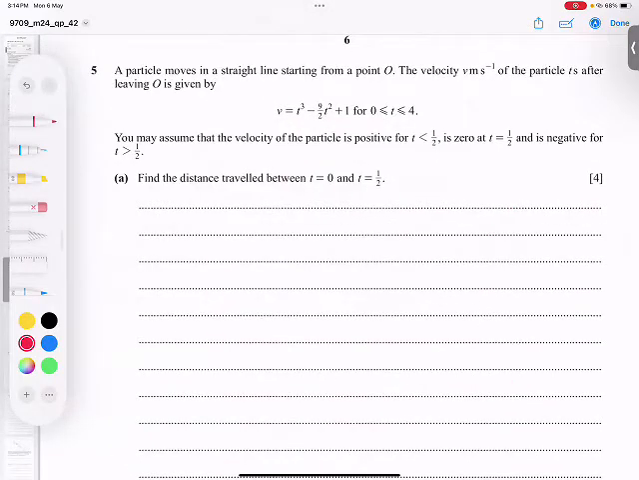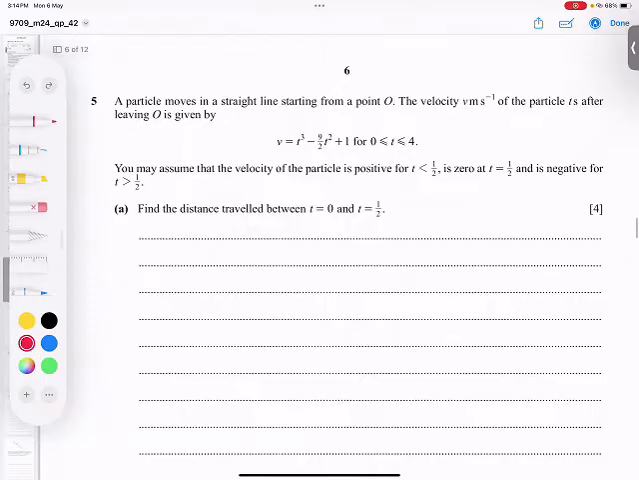Question number 5. He said that a particle moves in a straight line starting from O. Naturally, when starting from O, at time 0, S is 100% 0, but velocity is not 0. Reason: if I put time 0 here, velocity will become 1. This is just for extra knowledge.